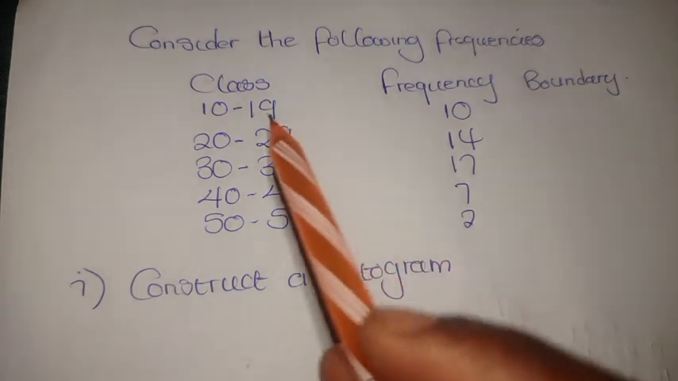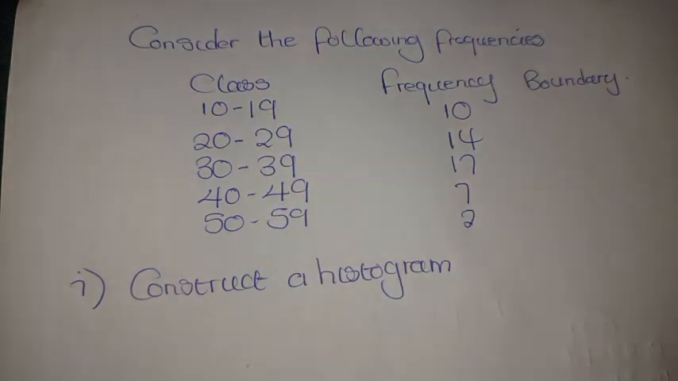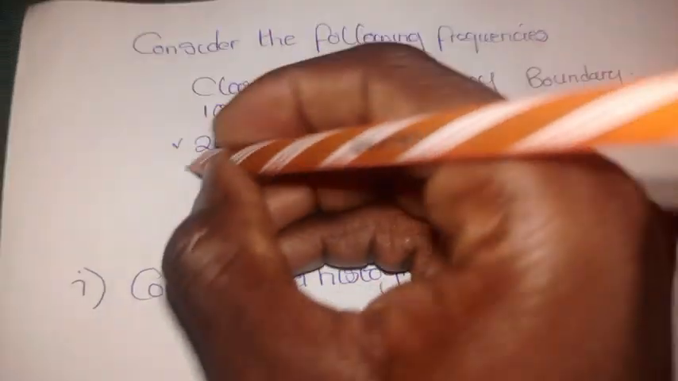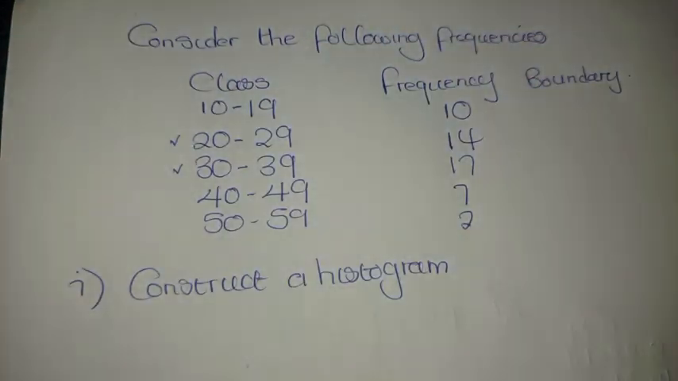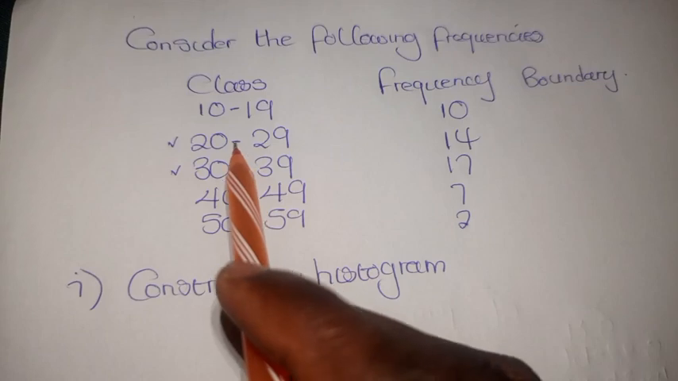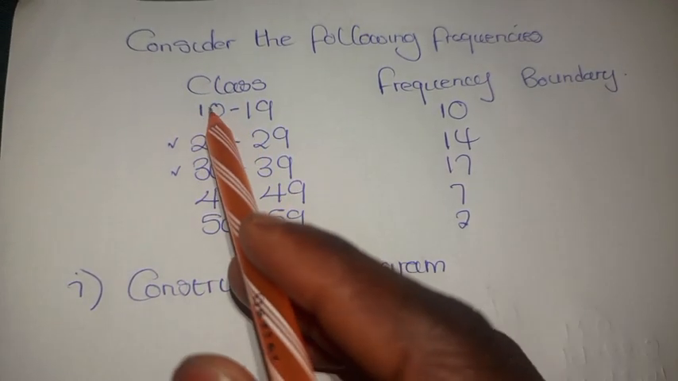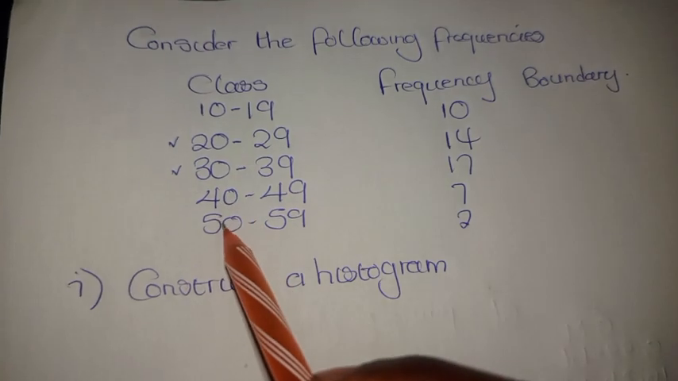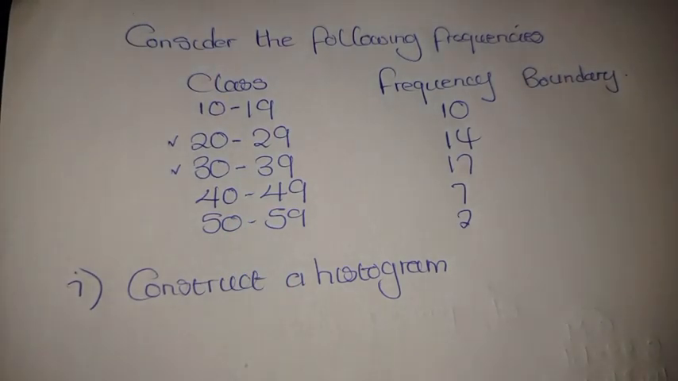You only pick two classes of your choice. So let us pick the second and the third class. If you want, you can pick the first and the second, second and third, third and fourth, fourth and the fifth. That's how you pick them.